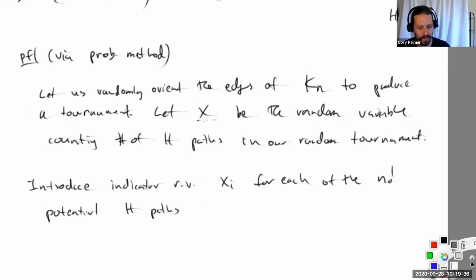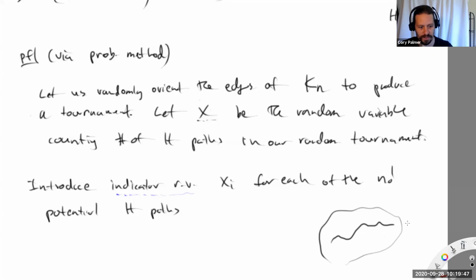So what do I mean by indicator variable? First of all, think for a second that here's a graph, and here's a potential Hamiltonian path, right? It's a set of vertices in order here that might be a path or not. So for this guy, say this is the 300th one in my listing of potential Hamiltonian paths. This Xi simply records a 1 if this thing indeed appears in my tournament, and it records a 0 otherwise. Okay, that's all the indicator variable does. It keeps track of one specific Hamiltonian path. Okay, there are n factorial Hamiltonian paths potentially in my graph.